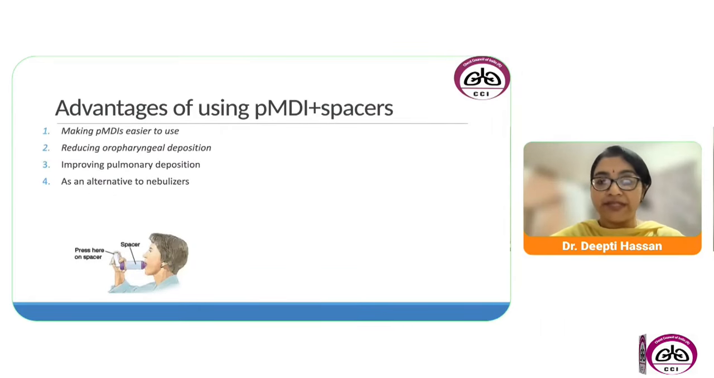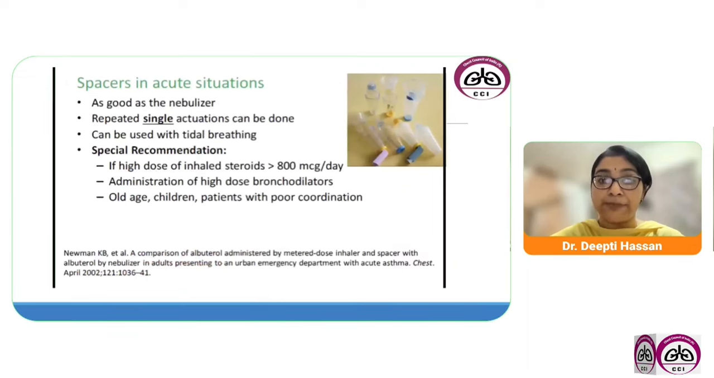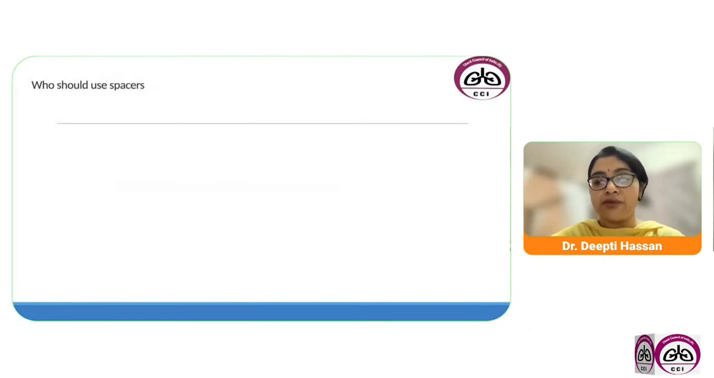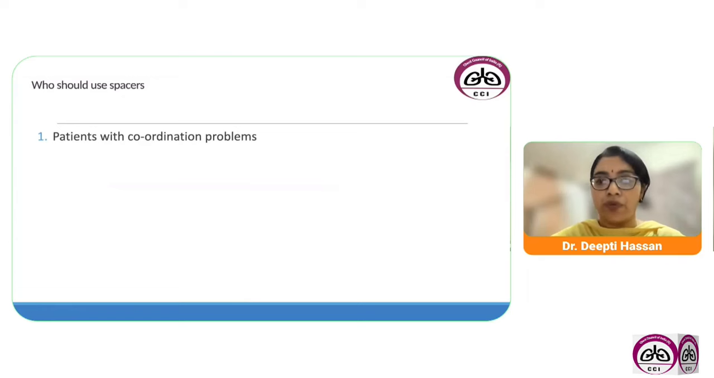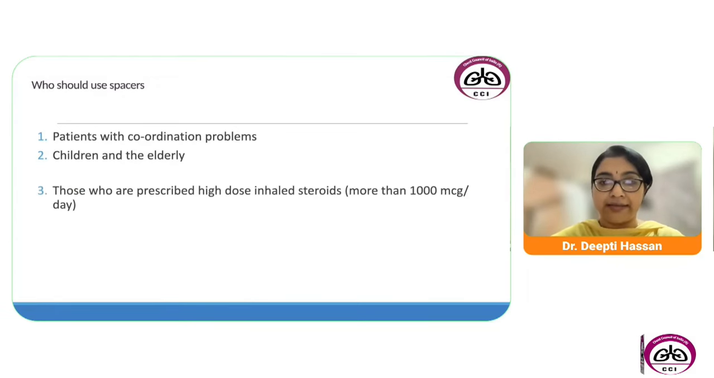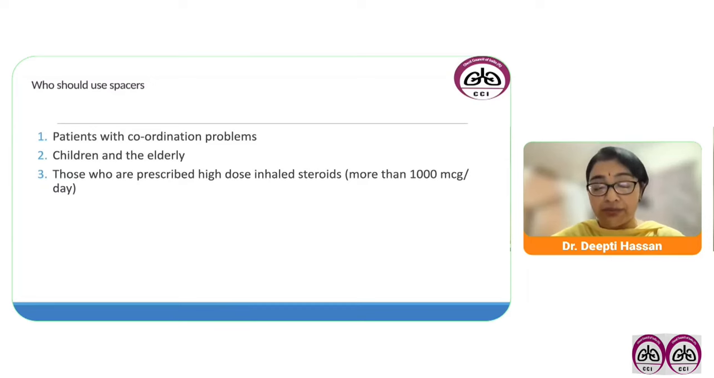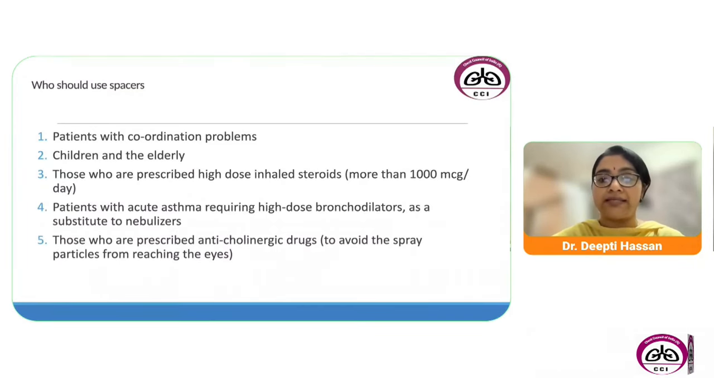So it makes the use of MDI easier, that is, it reduces the deposition in the oropharynx and improves lung deposition. So it's a good alternative to nebulizers, particularly in acute situations. So in situations of exacerbation where a nebulizer is not available, we can go for repeated single actuations using a spacer. So who are the ones who should be using spacers? Those with coordination problems, particularly children, elderly, those who are prescribed very high dose inhaled steroids, high dose bronchodilators, and anticholinergic drugs that need to avoid the spray particle from reaching the eyes.